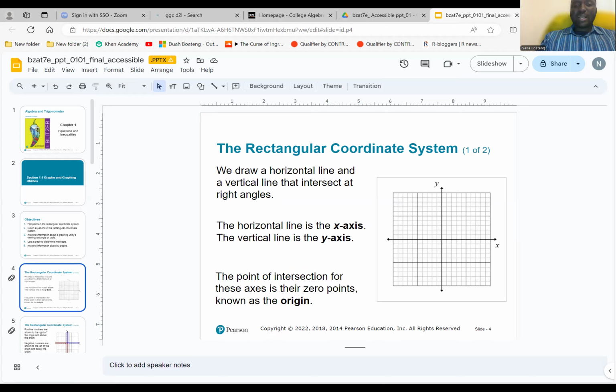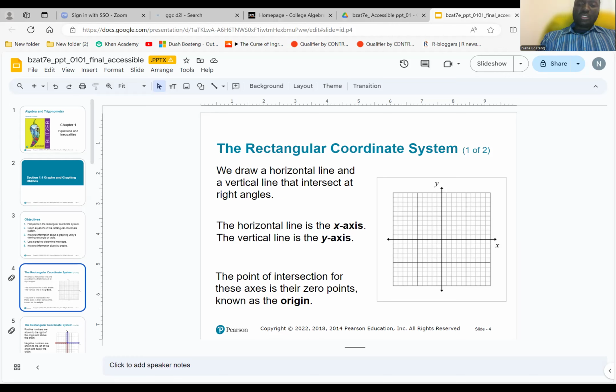All right. So when we talk about the rectangular coordinate system, we mean a coordinate system where we have an x-axis, which is represented by a horizontal line, and a y-axis, which is represented by a vertical line. And at the center of the y-axis and the x-axis is the origin. The point (0, 0) is known as the origin.